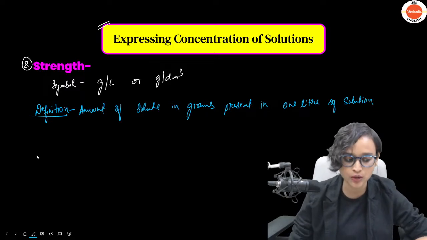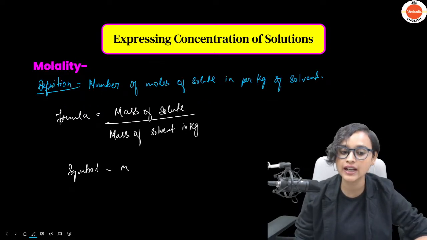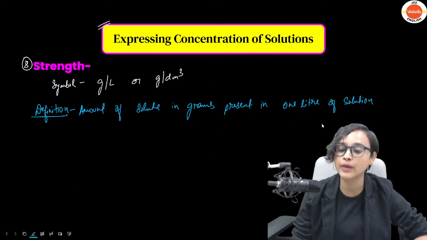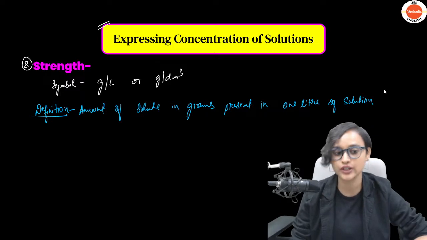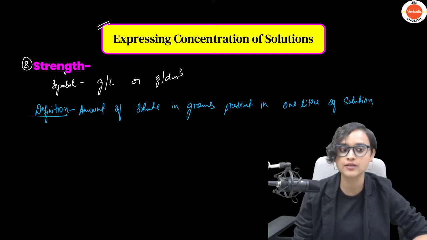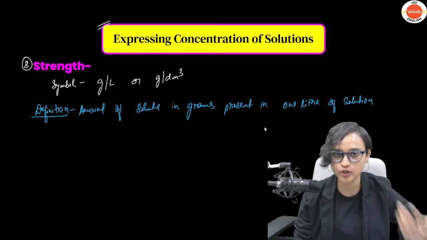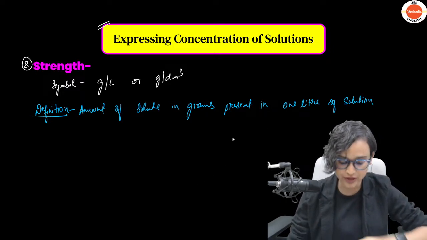So take a look at it. Strength is very much like molality. However, molality talks about mass of solvent in kg. But here we talk about 1 liter of solution. We talk about basically volume. Strength is basically mass by volume. Mass by volume is only strength.